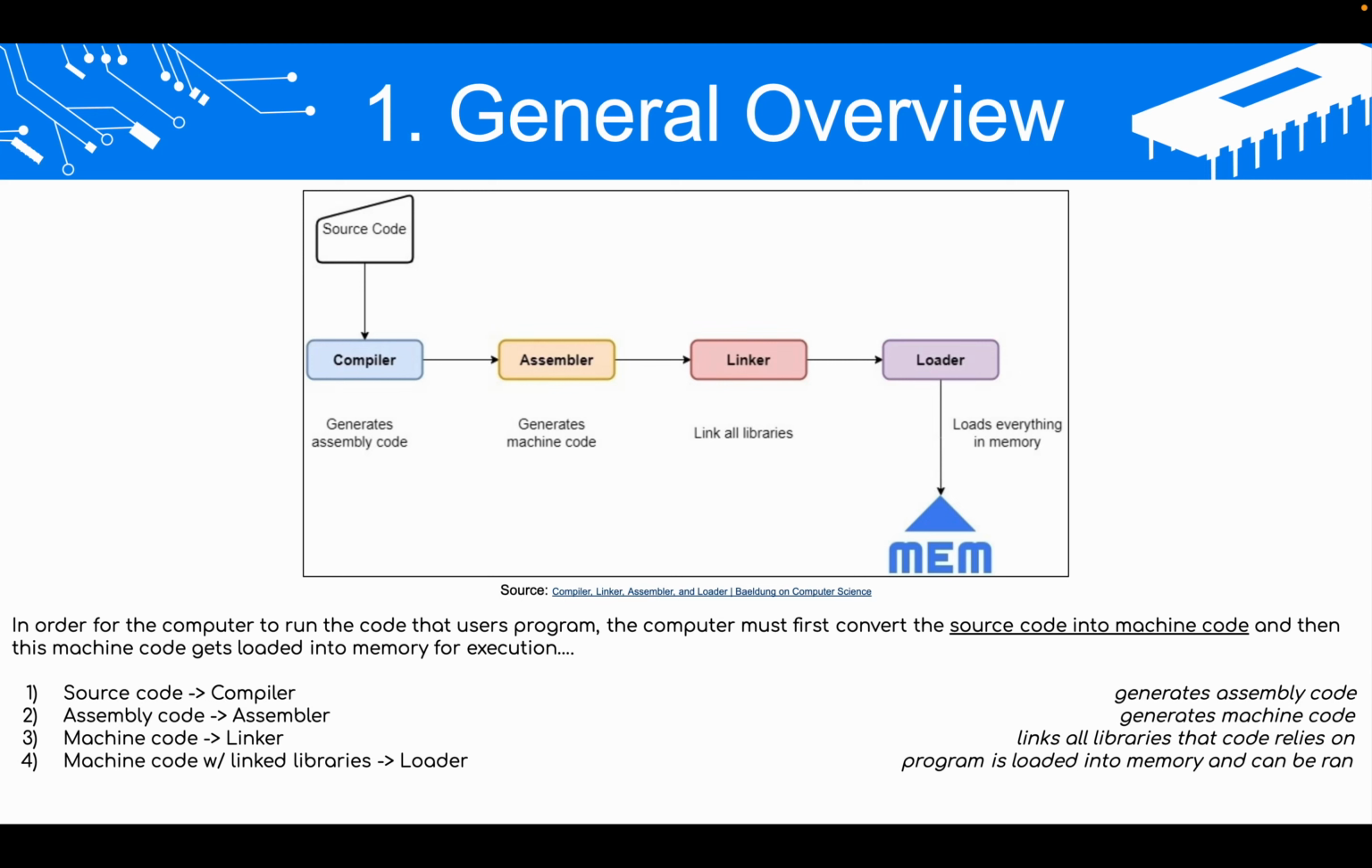There are several steps that this takes. In the beginning, it starts as source code from a high-level language such as Python, or a better example would be Java. And this code will then go into the compiler, which will generate assembly code. Then this assembly code will be put through the assembler, which will generate the machine code. And then this will be put into the linker, which will link all the libraries used in this code. And then this will be put into the loader, which loads it into the program memory, and it can be run and executed.